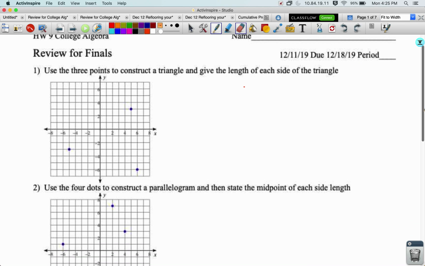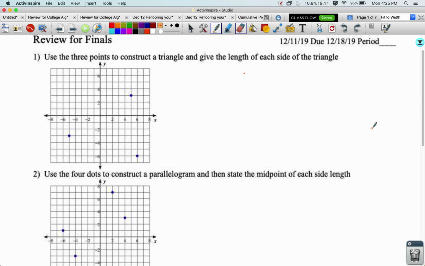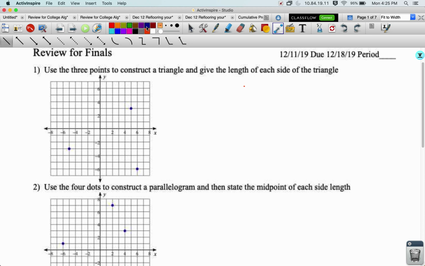Algebra final. Start with problem number 1 here. Use the 3 points to construct a triangle and give the length of each side of the triangle. Hopefully it's pretty clear how you need to connect up these points to make a triangle. There's only one way to do it. Just do every combination and we will get a triangle.